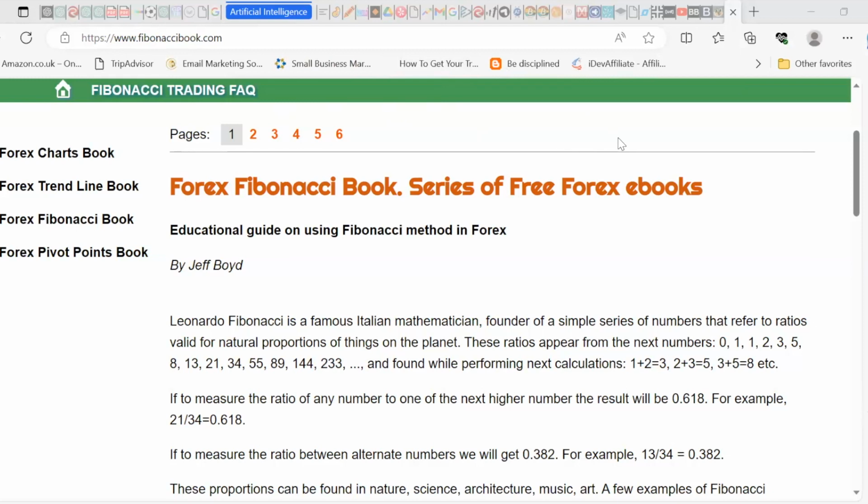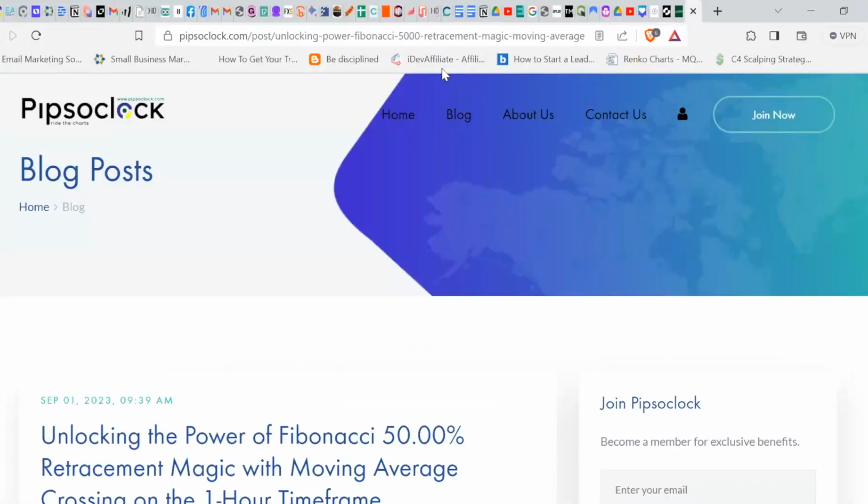Before I come back to this screen, I want to quickly take you to the Pipsoclock website. There's something I shared there this morning on the blog section. I'm sharing that. If you can see this Pipsoclock screen, just type Pipsoclock in the chat box. Okay, great.